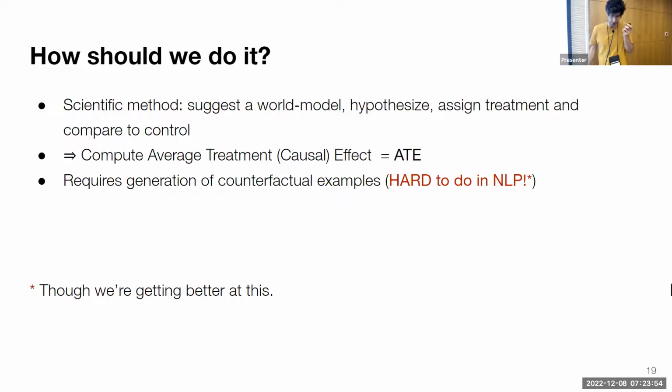So we have discussed before in this previous part about the scientific method. How should we think about this? At a high level, one way to solve this problem is that we have to hypothesize or suggest some world model, some causal graph. We need to make hypotheses about the probable causal effects that might happen here. We assign treatment and compare to control, and we get the causal effect, or the average causal effect across the population. To answer this problem, we often require counterfactual examples.